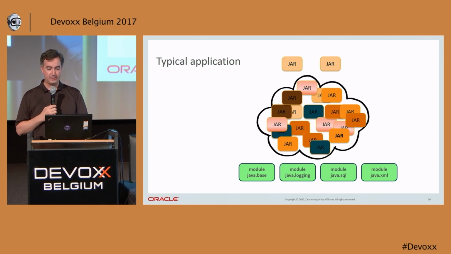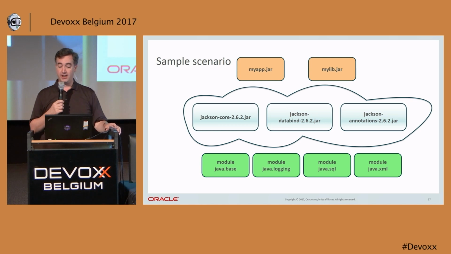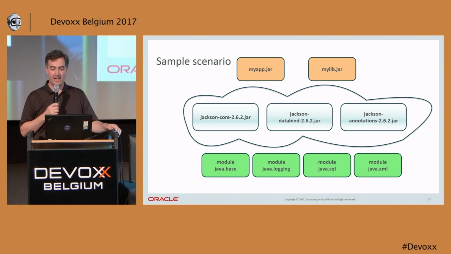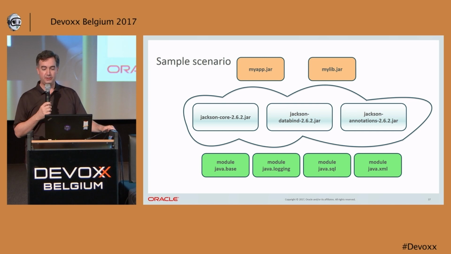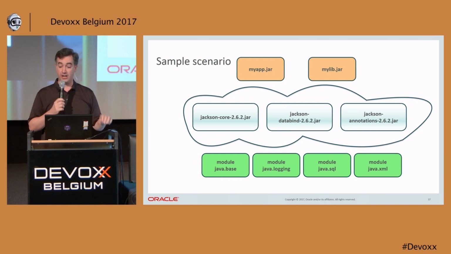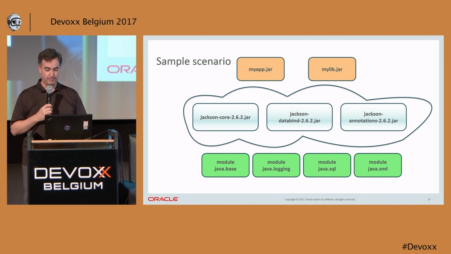So let's look at how we might turn this application into modules. Let's imagine it's 2 jars with main code in myapp.jar and helper code in mylib.jar. Let's also imagine that the soup of library jars is limited to Jackson, the JSON processing library. Jackson comes as 3 jars: core, data bind, and annotations, and of course the green modular JDK at the bottom.